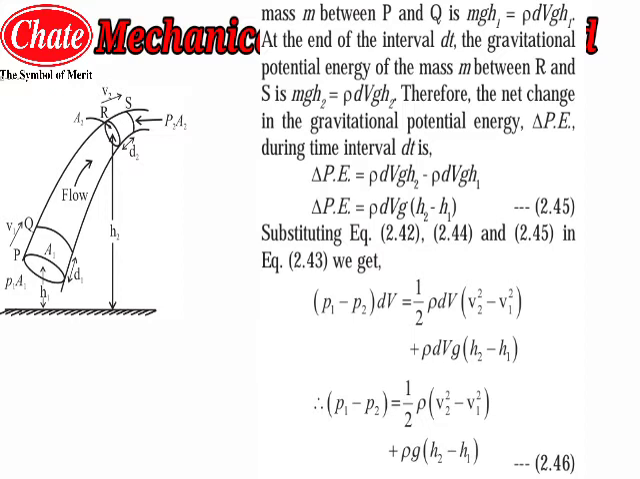So this term may be further given as, the dV on either side of the equality sign will get cancelled. So the remaining term will be P1 minus P2 is equal to half rho (V2 square minus V1 square) plus rho g (h2 minus h1). So this is the entire Bernoulli's equation, which is P1 minus P2 is equal to half rho (V2 square minus V1 square) plus rho g (h2 minus h1).